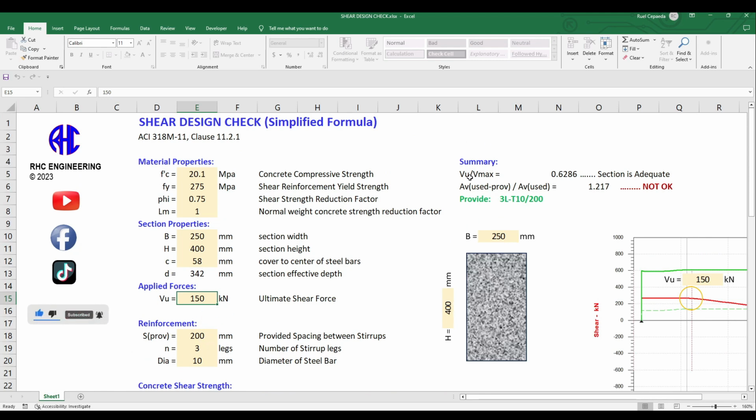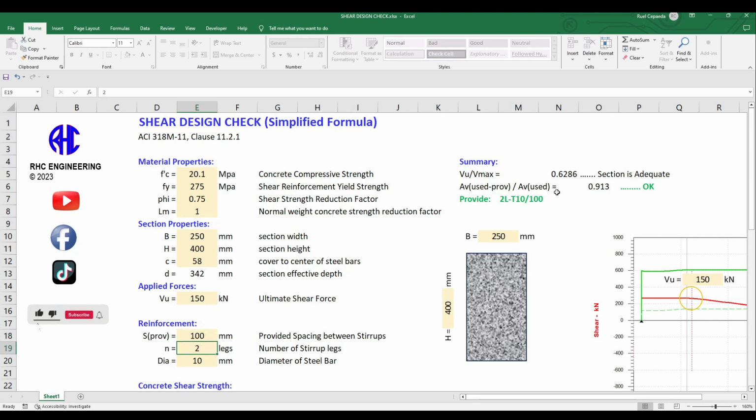Okay. As you can see in the summary, V over V max is only 0.6286. The section is adequate. So it means we need to decrease this one. So let's say two legs. So it is 1.82. Let's say 250. Oh, it means we need to increase this one. Sorry. It means we need to modify it into more reinforcement. Okay, let's say 100. So as you can see, it is already okay and the ratio is less than 1.0.